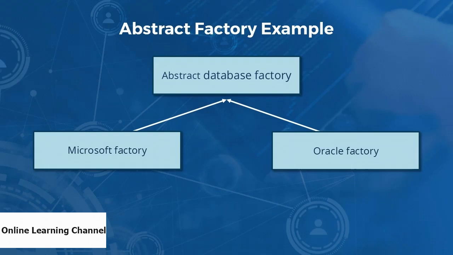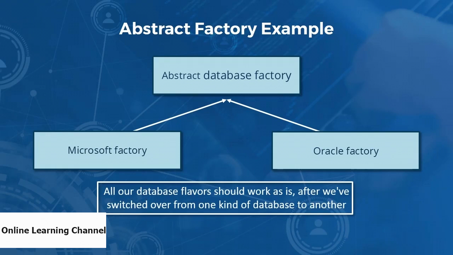If you set up your database code such that all of your connection creations use the abstract database factory, all our database flavors should work as is after we've switched over from one kind of database to another. Since all clients are instantiating their connection objects using this abstract database factory, they don't need to know what kind of database they're working with, provided the queries are compatible.